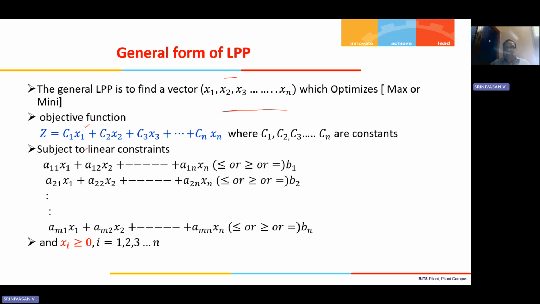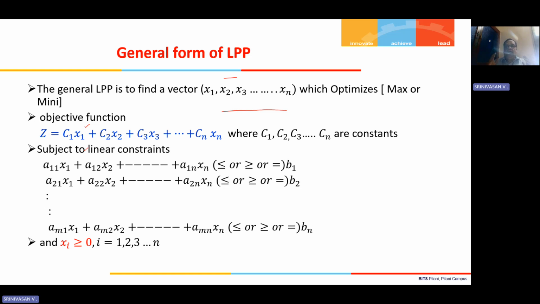Capital Z is a reserved symbol for writing the objective function, like you normally write small f for a function. Here we use capital Z, in terms of the unknowns x1, x2, etc., xn, where c1, c2, c3 are constants, subject to linear constraints. Constraints are nothing but conditions. So what are they? a11 x1 plus a12 x2 plus etc. plus a1n xn less than or equal to, or greater than or equal to, or equal to b1.